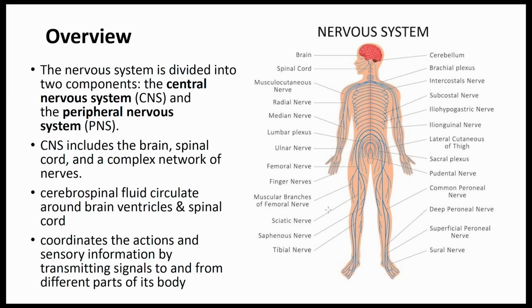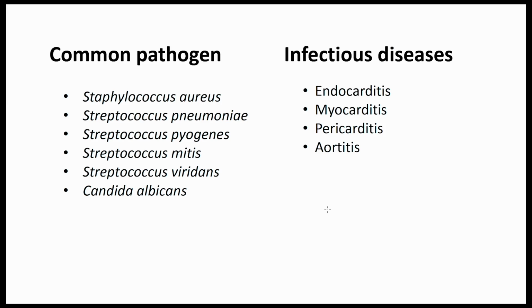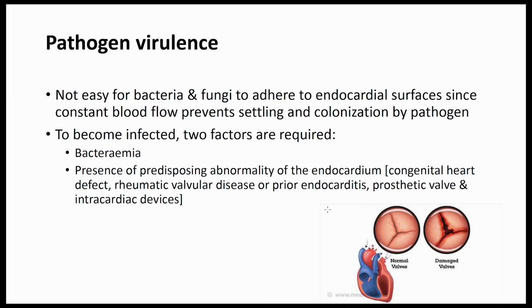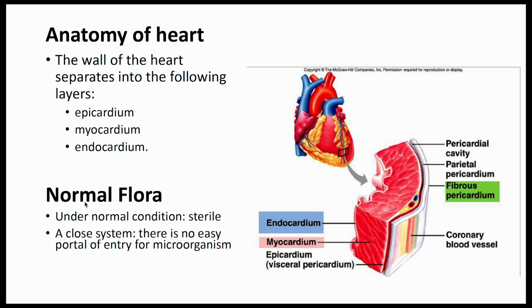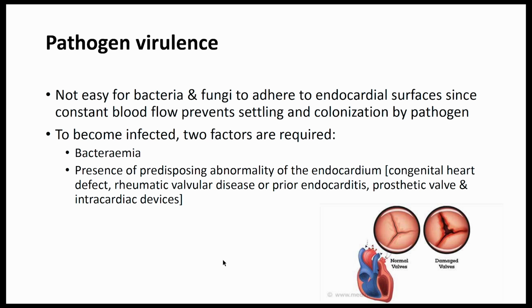Normal flora and sterility. Under normal conditions, both the circulatory system and CNS are sterile. They are closed systems with no easy portal of entry for microorganisms. This sterile environment is crucial for understanding how infections develop when pathogens manage to enter these systems.